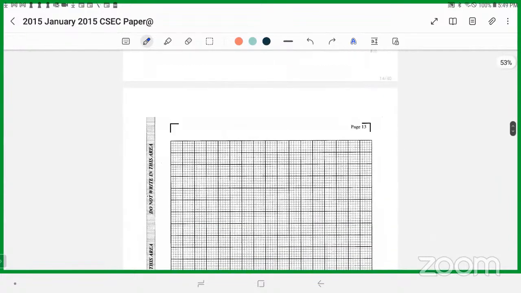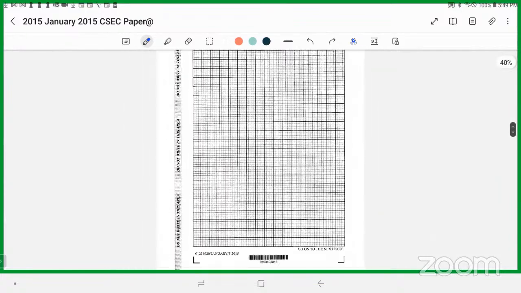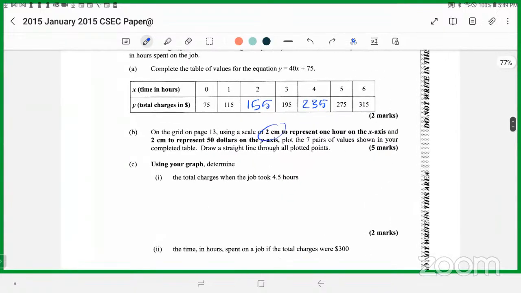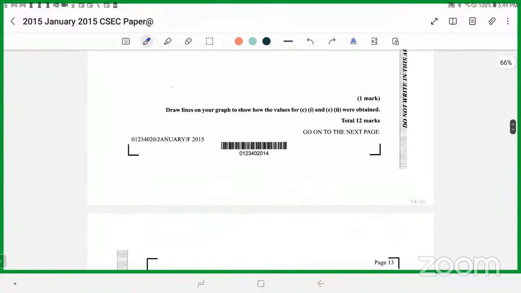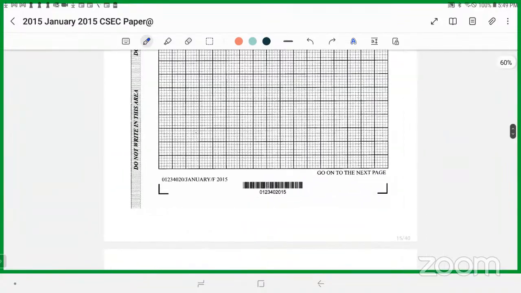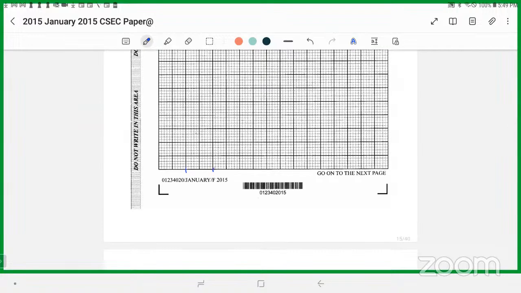So over here we have to draw it. What scale did they say to use? They said to use a scale of 2 centimeters to 1 hour on the x-axis and 2 centimeters to $50 on the y-axis. 2 centimeters to 50. So we're going to start it right down here. 2 centimeters to 1 hour.